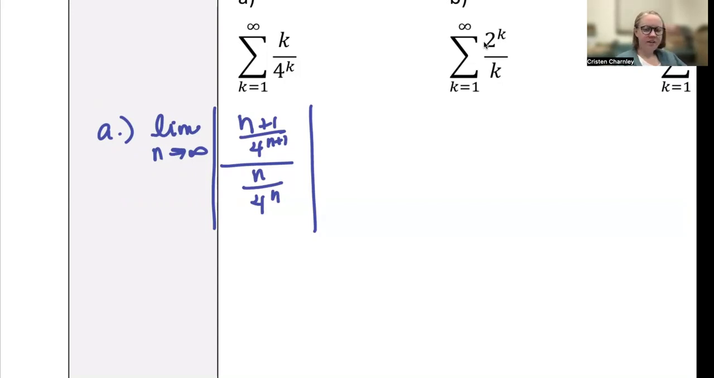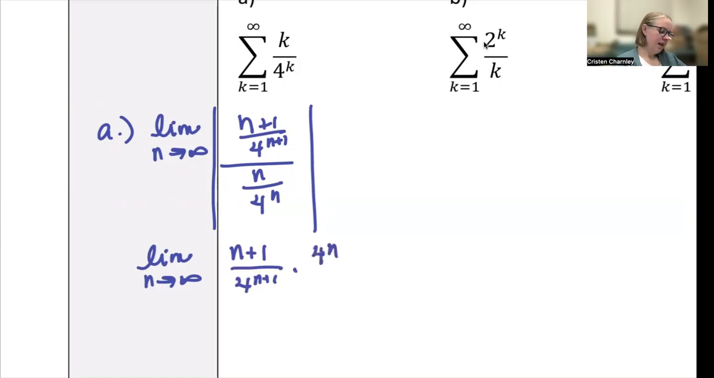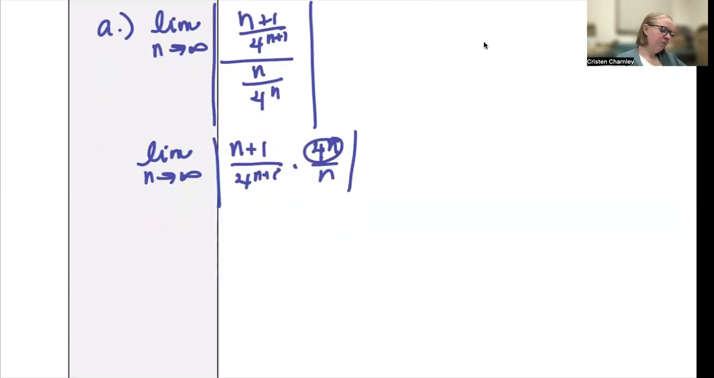For part A, instead of dividing by a fraction, we are going to multiply by the reciprocal. So this is the limit as n approaches infinity, n plus 1 over 4 to the n plus 1, times 4 to the n over n. Now, we have 4 to the n, we have 4 to the n plus 1. Those are actually going to reduce, and I'm going to try to remind you over here. So say I have 4 cubed, and this is 4 to the 4th. So I've got 4 times 4 times 4. On the bottom, I've got 4 fours. So I'm left with 1 four.